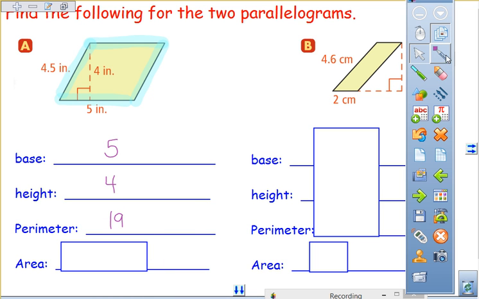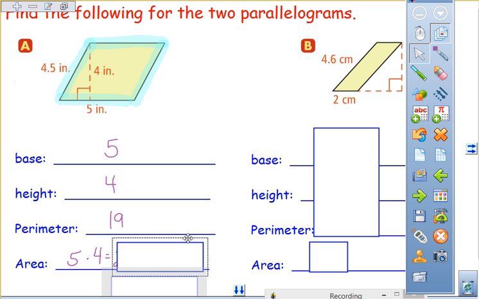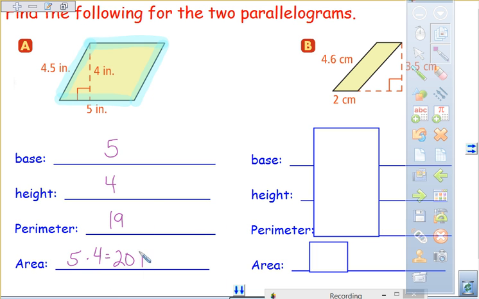Then we need to find our area. The formula for area is base times height. So we're looking at 5 times 4. Area is 20, and that would be 20 square inches. Perimeter would just be inches because we'd be walking on these blue segments. And area would be square inches because we're talking about the space in 2 dimensions, length and width, or base and height.